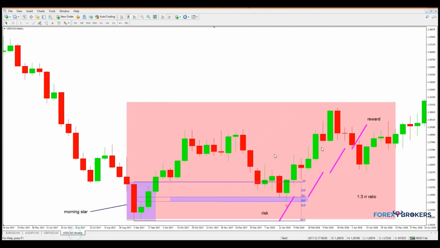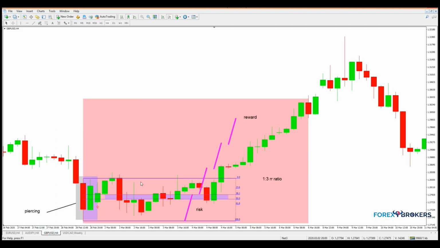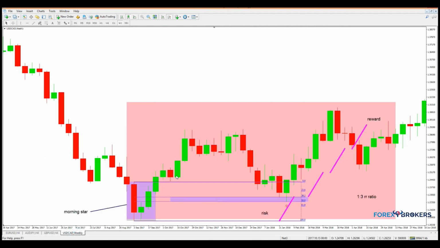The last example that I will show you today is the so-called morning star. By the way, the opposite of the piercing pattern, the bearish pattern, is called a dark cloud cover. The conditions are similar, of course. And the opposite of the morning star is called an evening star.